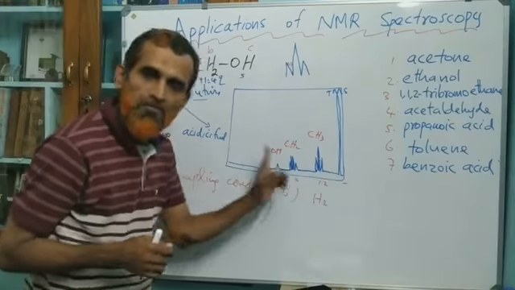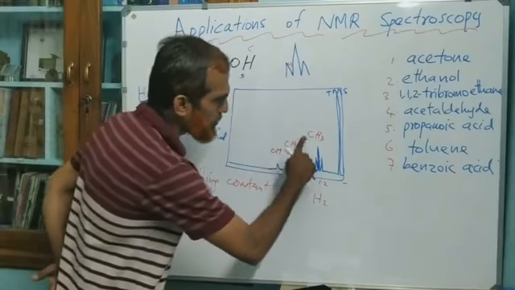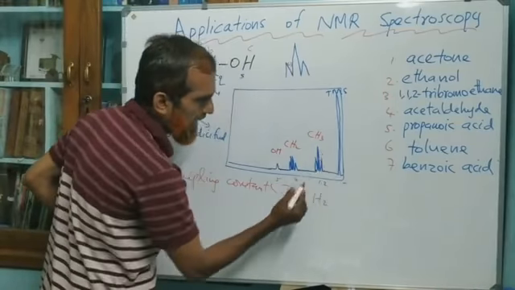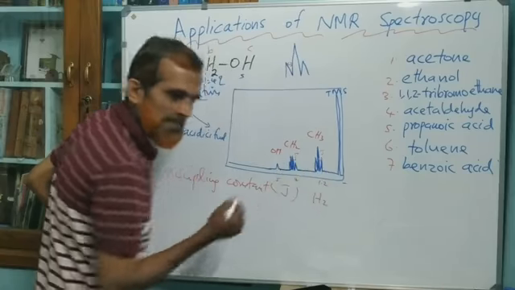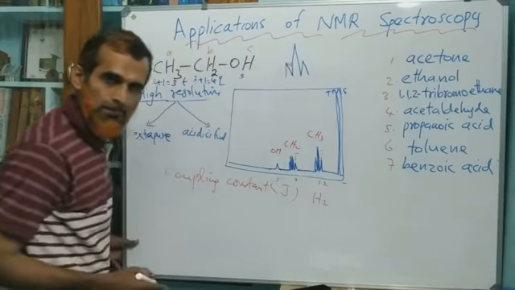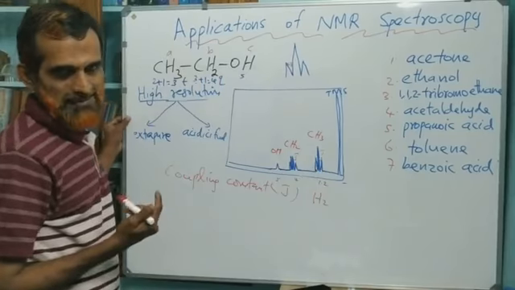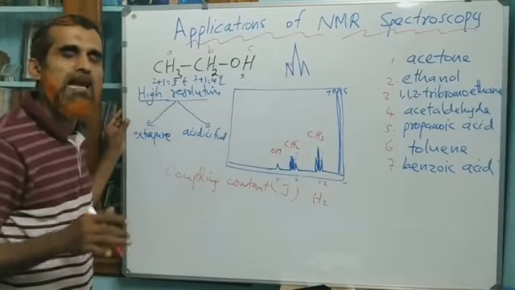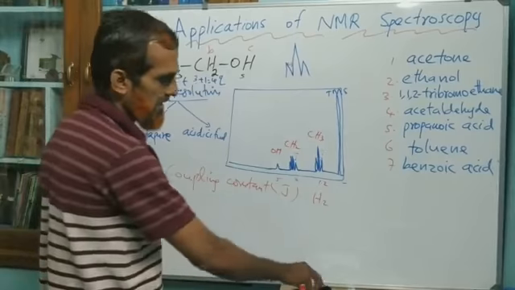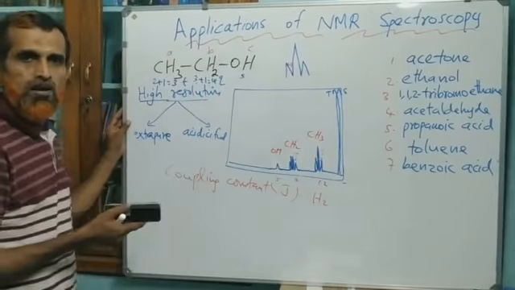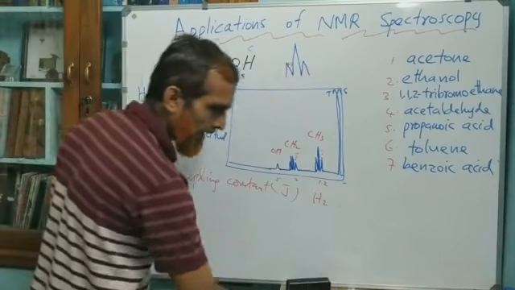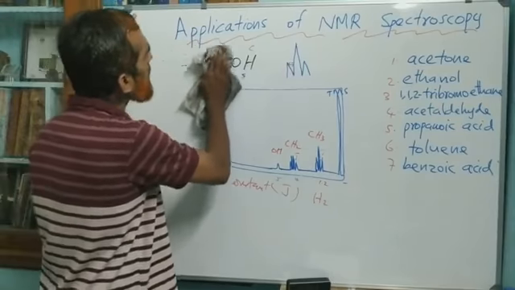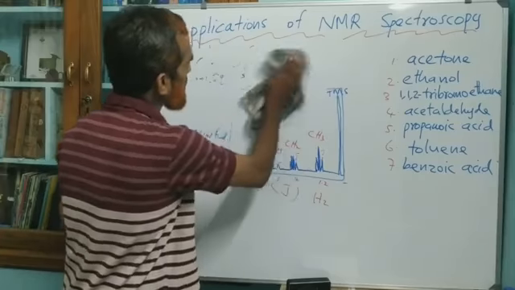And it's a reciprocal phenomenon. That means when CH2 and CH3 are coupling each other, the coupling constant J here will be the same as that in this one. Both will be the same for 2 coupling partners. And it is independent of the applied field strength as well as the frequency used for this NMR instrument. Okay, so that's about ethanol. So ethanol is a very important molecule in NMR spectroscopy.